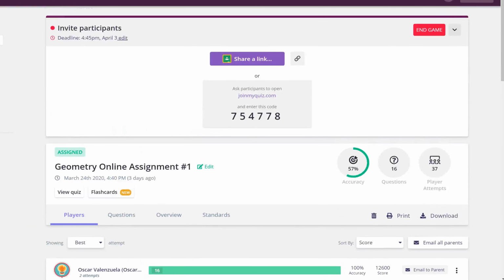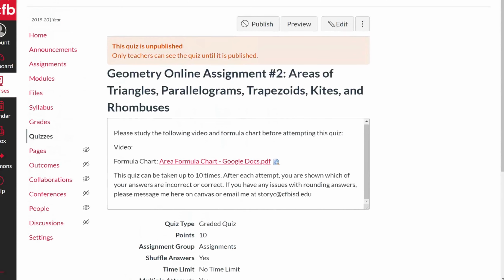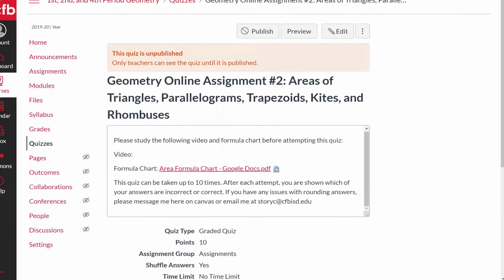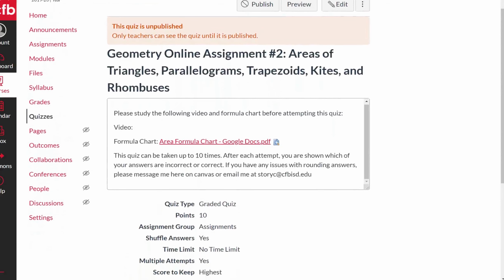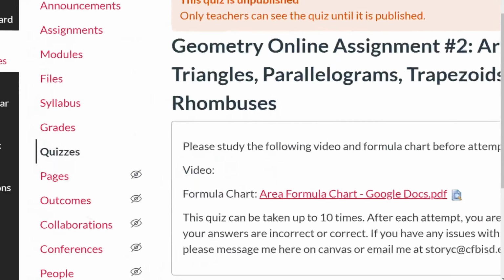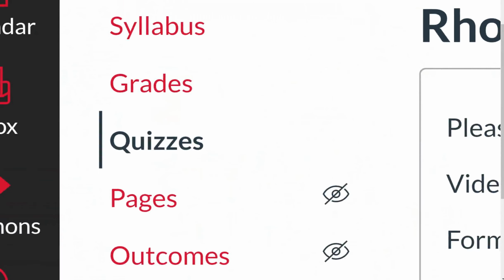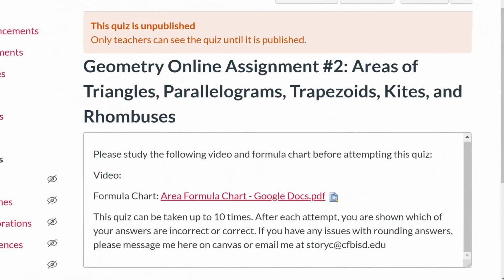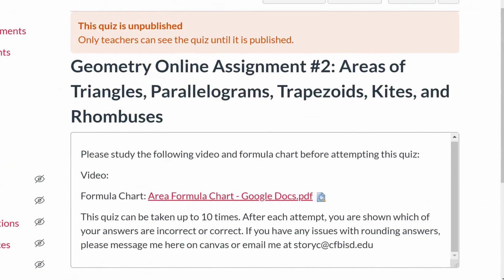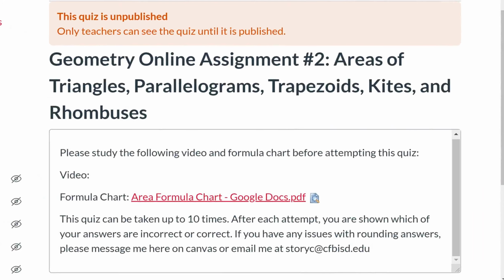Let's talk about assignment number 2. As you can see, this is my teacher view on Canvas, so it's not going to look exactly like this, but what you can do is go to our course, which is first, second, and fourth period geometry, and go to the quizzes tab. There you should see this assignment called Geometry Online Assignment number 2.